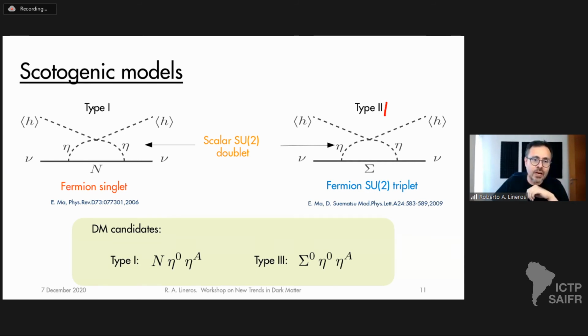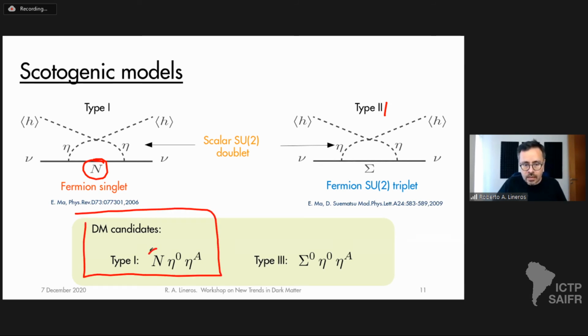So in that sense, you have the type 1 Scotogenic model, where you add a right-handed neutrino, or in this case a fermion singlet, which is stabilized by an extra symmetry that protects the loop, a Z2 symmetry. In this type 1 scenario, you can potentially have dark matter candidates like the Majorana fermion or the two neutral CP-even and CP-odd scalars that come from the SU(2) doublet.